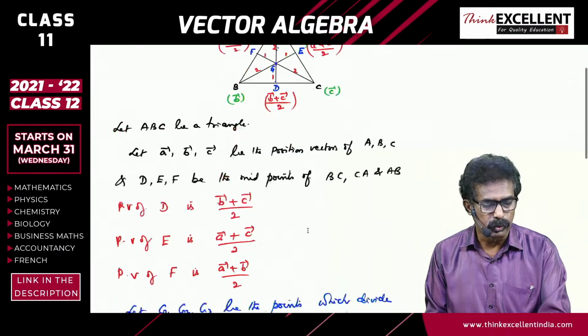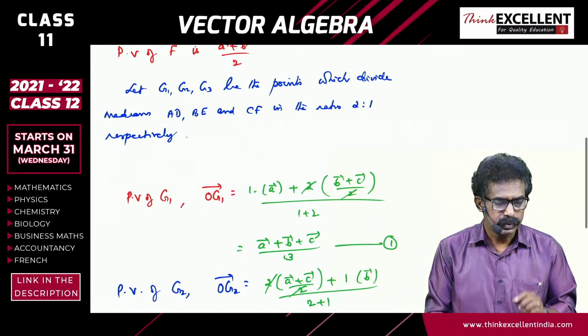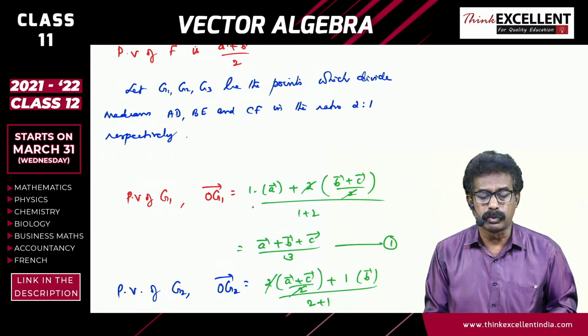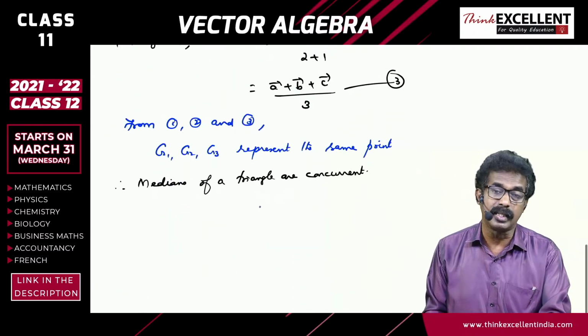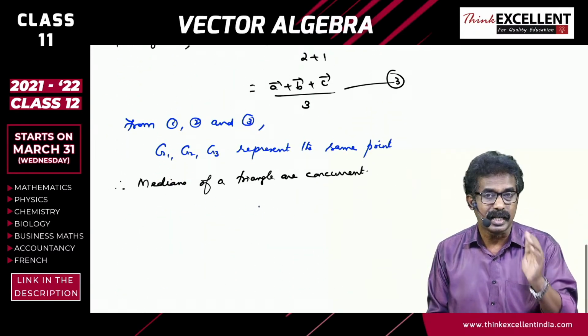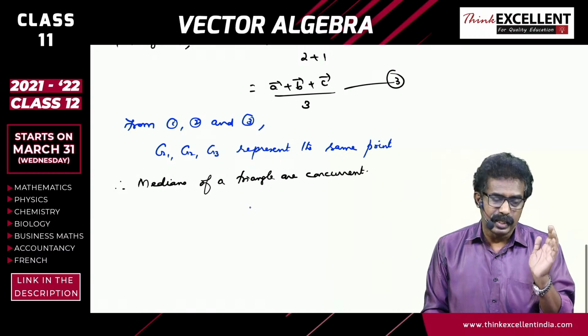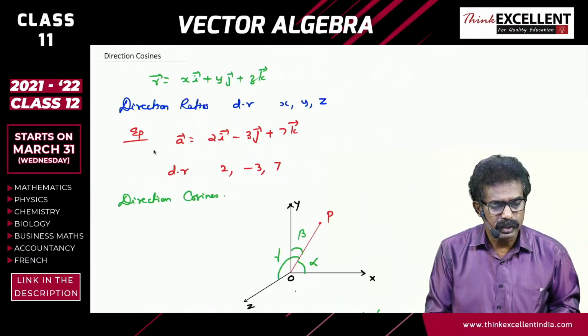So you can go through that. It's a very simple thing. Then another very important concept you need is direction cosine. Direction ratio, direction cosine. See what is the meaning of that.